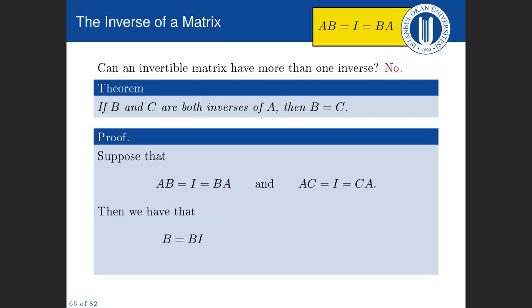But then look what we have. B, which is the same as B multiplied by the identity, is the same as B multiplied by AC, because AC is the identity. If we multiply three matrices together like this, it doesn't matter where we put the brackets. This is the same as BA multiplied by C. But what is BA? BA is just the identity. And of course, identity multiplied by C is just C.